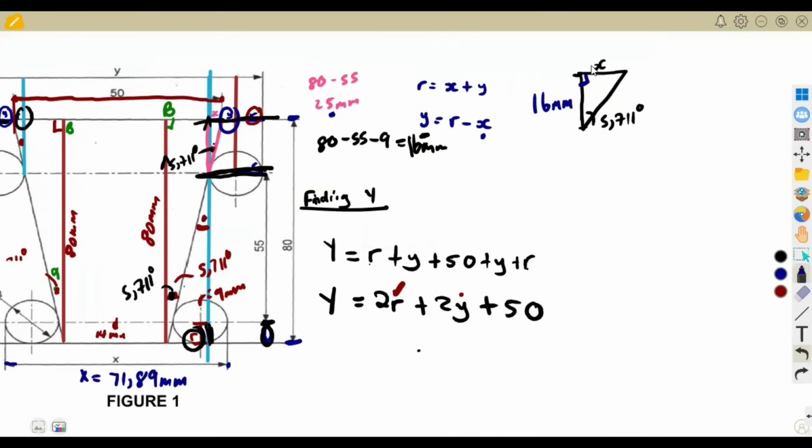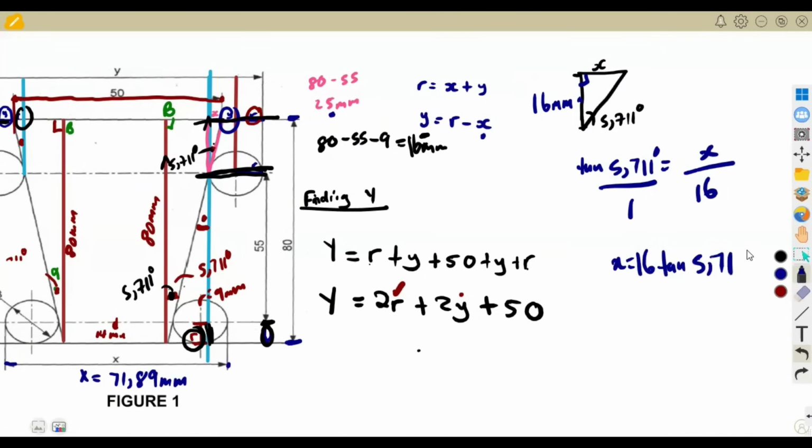We've got a right angle triangle, so you can calculate x using opposite over adjacent. So it's the tan of 5.711 degrees is equal to the opposite x over the adjacent 16. So we can cross multiply. x is equal to 16 tan 5.711 degrees. So that's our x. All right, so 16 times the tan of 5.711 is going to give us 1.6001, which is just 1.6 there.